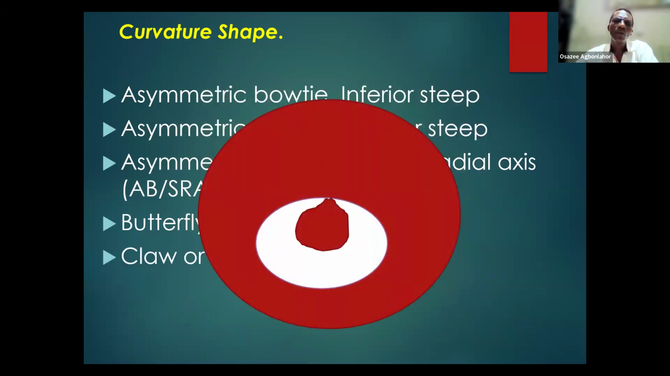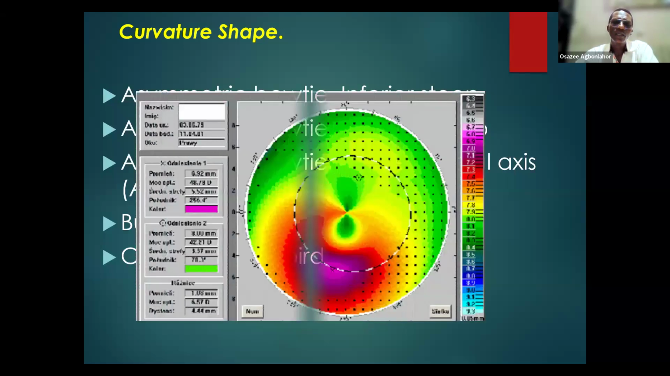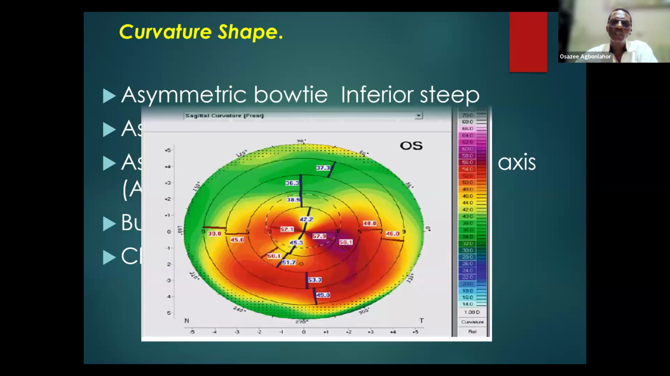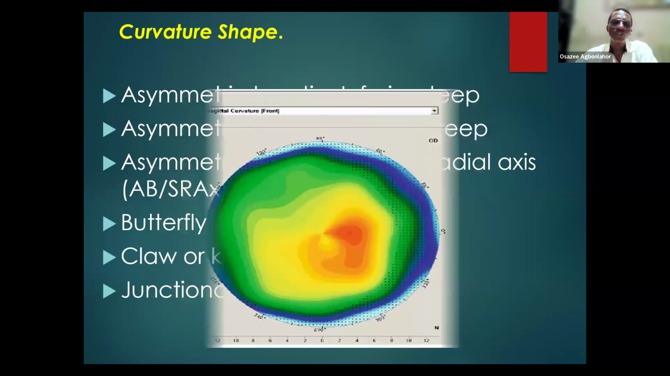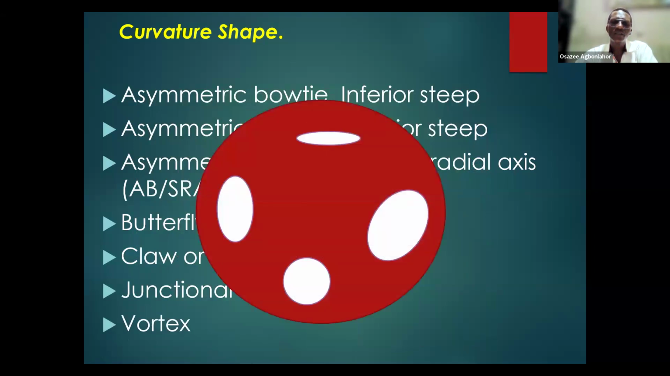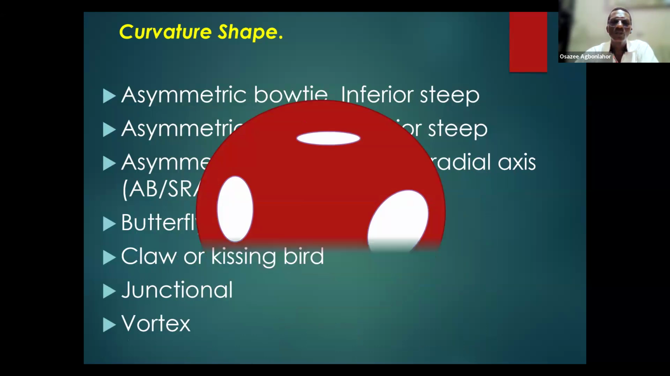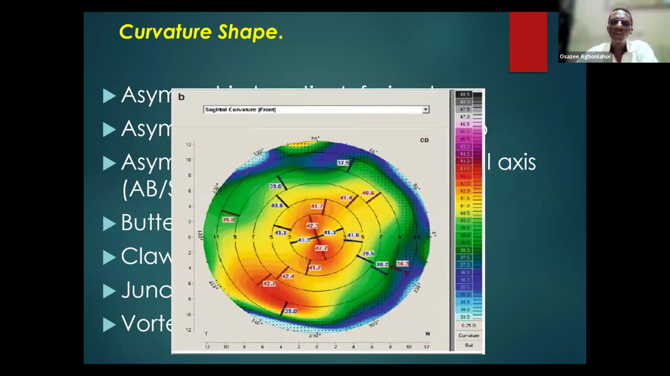We also have what we call the crab claw, as depicted in this photo here, or your kissing bird. You have something like this, so you see as if it's a crab claw here, or two birds are joining their beaks together. It's also another type of crab claw or kissing bird. Then you have junctional. Let's move on. This is junctional one. You have a vortex, like a wild wind, and there are things moving inside the wild wind. You also have something of this nature.